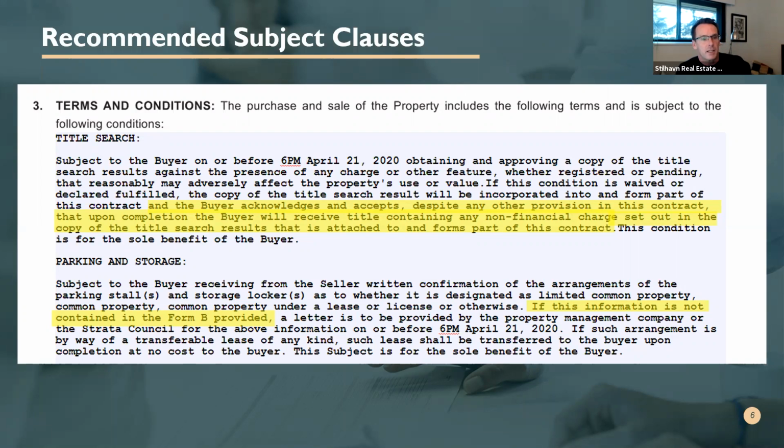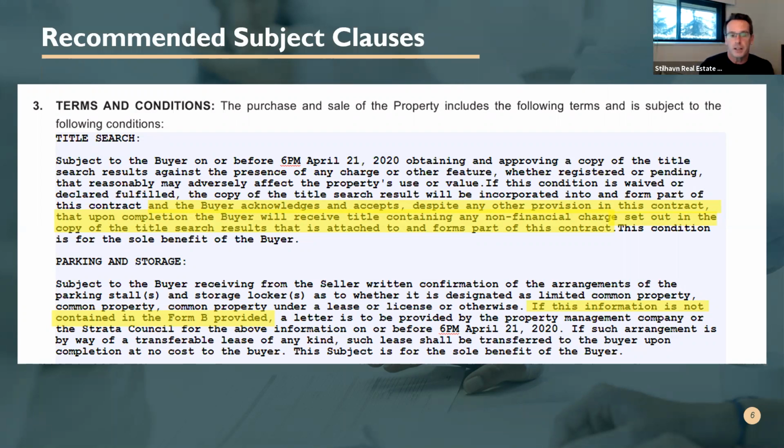And so, subject to the buyer receiving from the seller written confirmation, which is the Form B, of the parking stall and storage as to whether it is designated as limited common property, under lease, or license or otherwise. If this information is not contained in the Form B, so 99% of the time, hopefully, or 90% of the time, it will be in the Form B, then this second part doesn't kick in. But if it's not in the Form B, then a letter is to be provided by the property management company or the strata council for the above information on or before 6 p.m. April 21st. If such arrangement is by way of transferable lease, the lease shall be transferred to the buyer at no cost to the buyer.